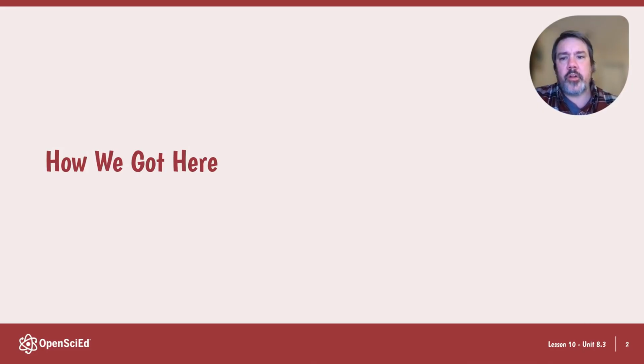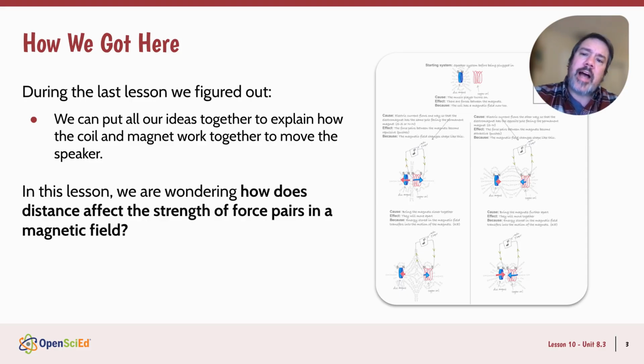All right, so let's remind ourselves a little bit about how we got here. In the last lesson, we really put it together and figured out a lot about how the speaker worked. We figured out how that magnet and coil can work together to make that speaker move back and forth. In this lesson, we're wondering more about the strength of the forces. We've seen some pretty crazy things, and some big speakers. So we're wondering, how does the distance affect the strength of those force pairs? Because we noticed that the speaker has a magnet and a coil that are super, super close together. So we're wondering more about that distance piece.